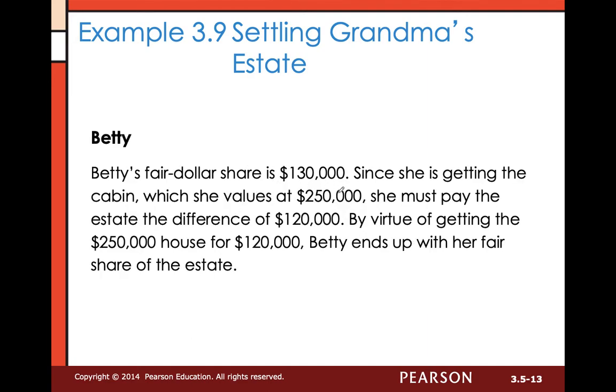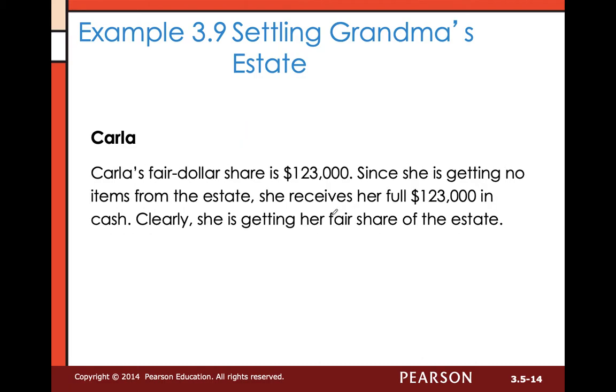Moving on to Betty. Betty's fair dollar share was $130,000. She got the cabin. So if you take $250,000 minus the $130,000, you get $120,000. That's how much she owes the estate. So again, by getting the $250,000 house, but then paying $120,000 into the estate, she ends up with her fair dollar share of $130,000.